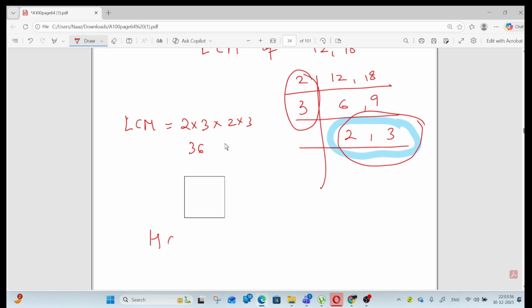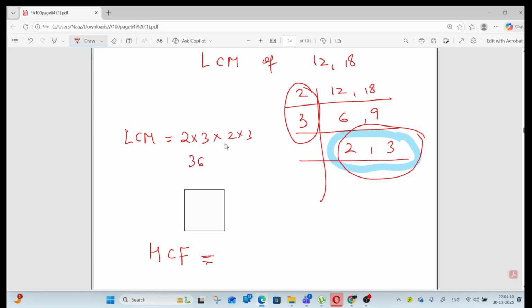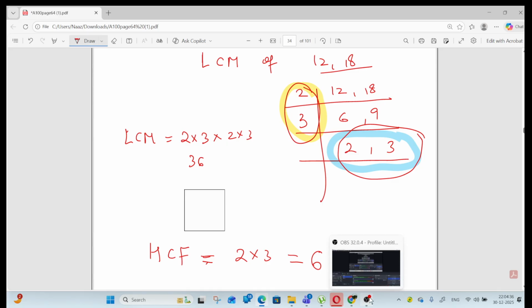Now let's find the HCF of the same numbers. Can you tell me from this what is the HCF? What is the HCF of 12 and 18? For HCF we just multiply these two. 2 times 3, which is 6. Clear? So that's how we do it.